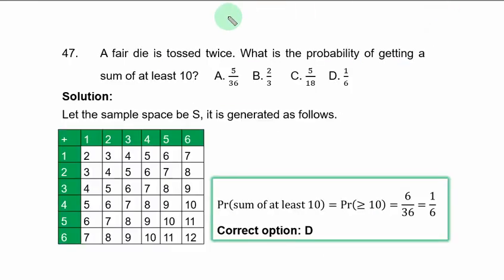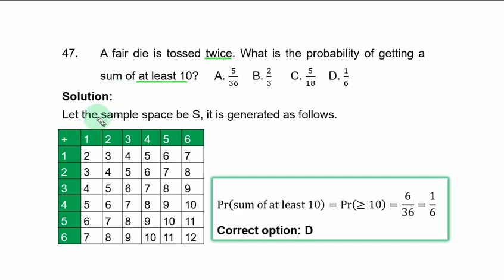Question 47. A fair die is tossed twice. What is the probability of getting a sum of at least 10? So let the sample space be S, and it is generated as follows. Twice, you have the first side. For the first row, you have 1 to 6. Second row, 1 to 6.